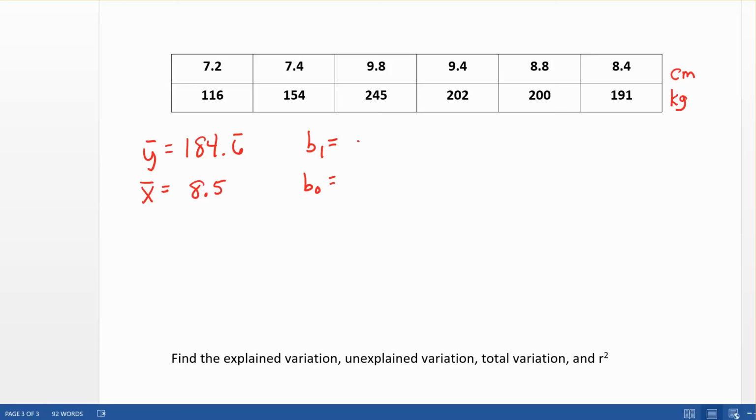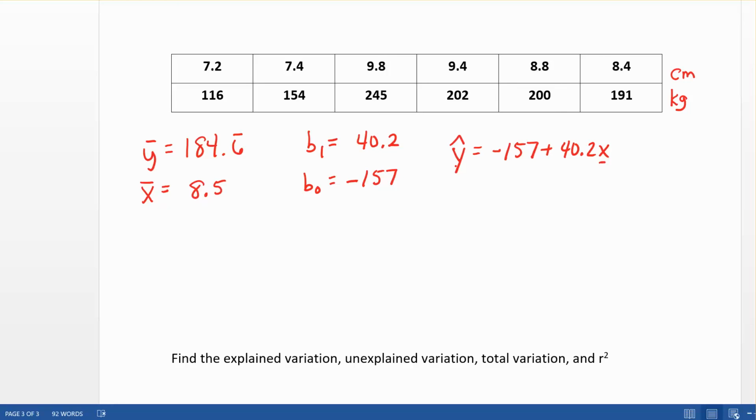And our B sub 1 value ended up rounding to 40.2. Our B sub 0 value, we could round to negative 157. It was negative 156 and a bunch of decimals. So we wrote a regression line, and we said the best predicted value was minus 157 plus 40.2 x, where x was the length of the seal in the photograph, and then our predicted y was what would it weigh.